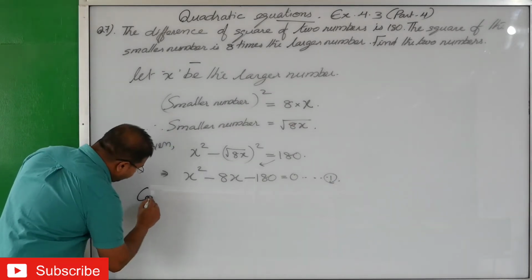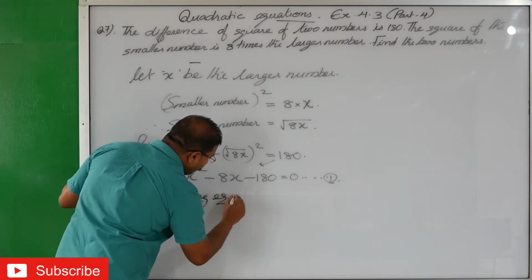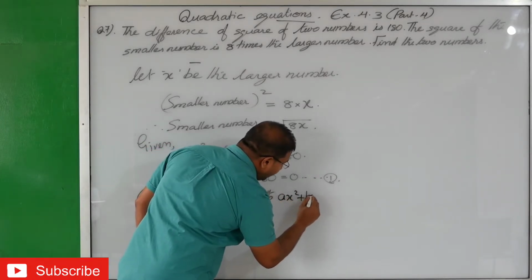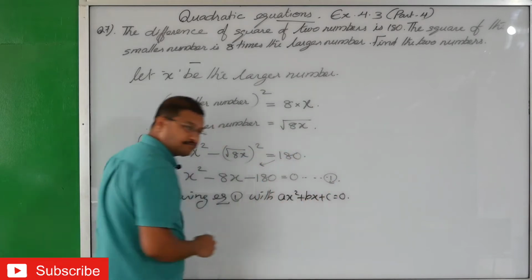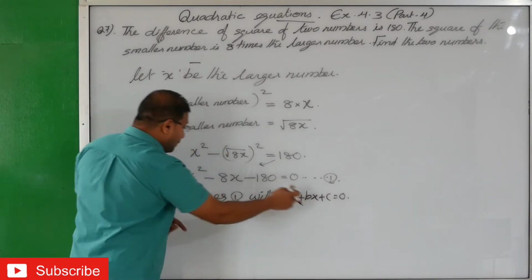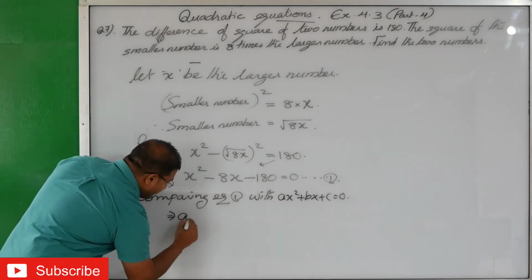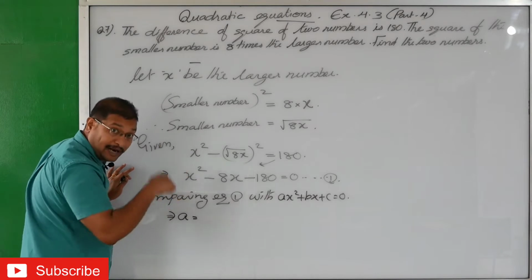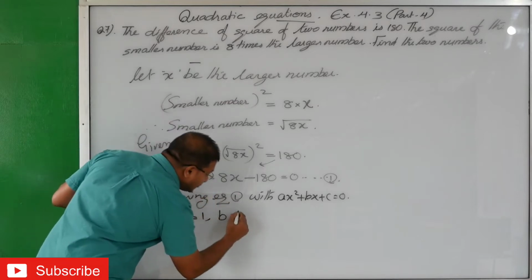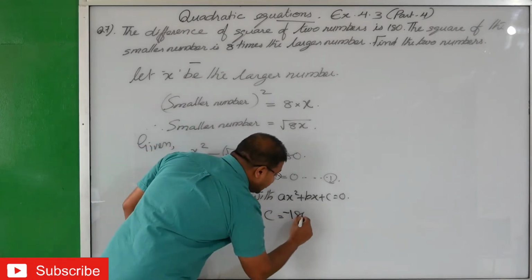Now, comparing equation 1 with ax square plus bx plus c equal to 0. Ready? Which is near to x square, that is a, which is near to x, that will be b, and the last will be constant c. That implies a equals 1, and b equals minus 8, and c is the constant, that is minus 180, isn't it?